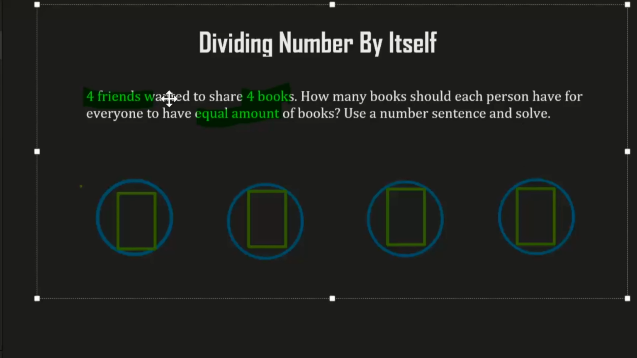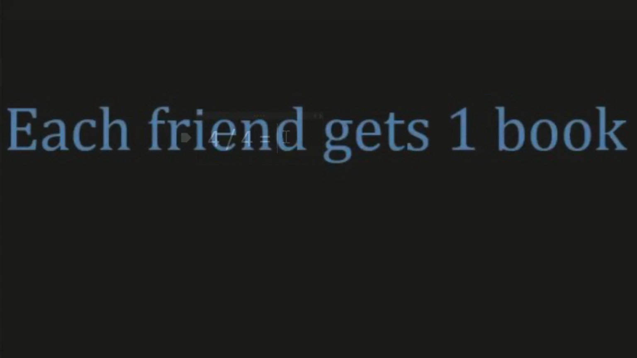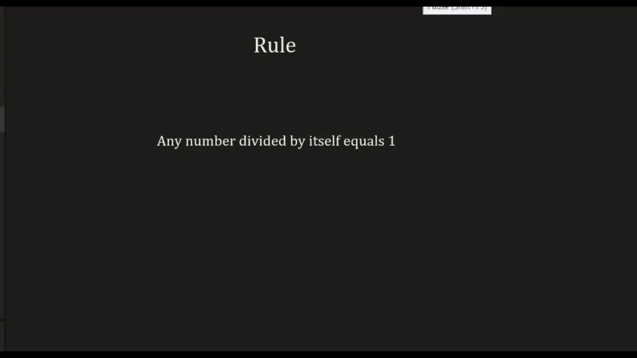So our number sentence would be 4, because there are 4 friends, divided by 4, because there are 4 books. 4 divided by 4 equals 1. So our answer is each friend gets 1 book. Our rule here states that any number divided by itself equals 1.